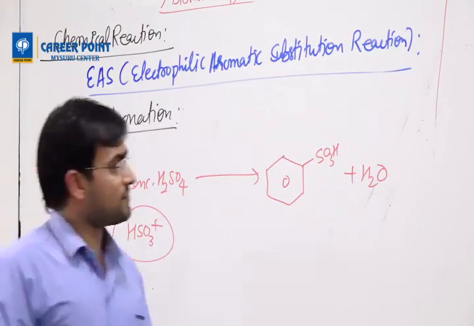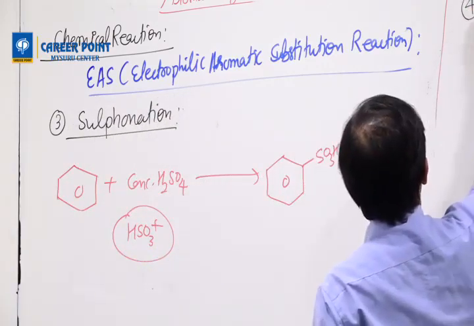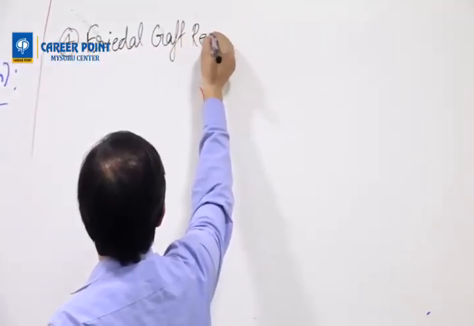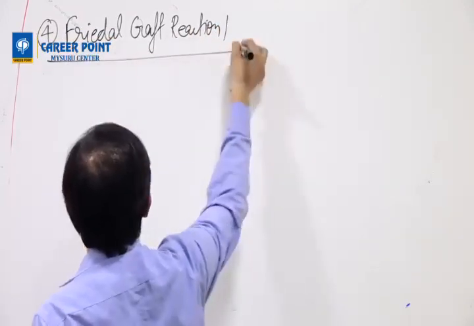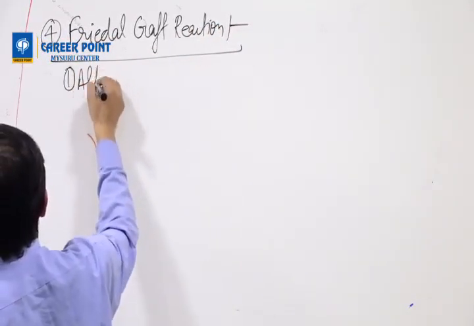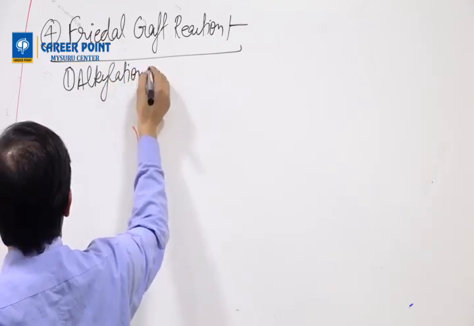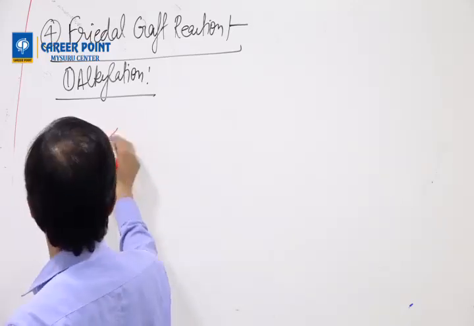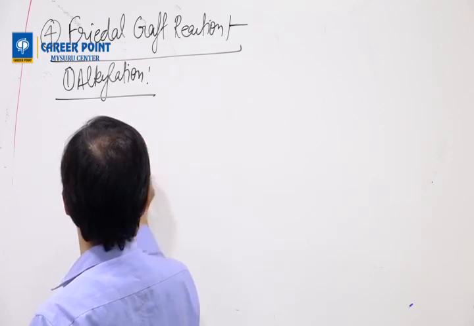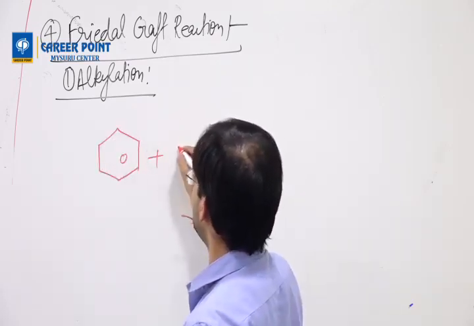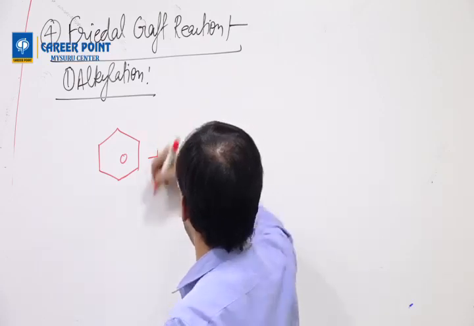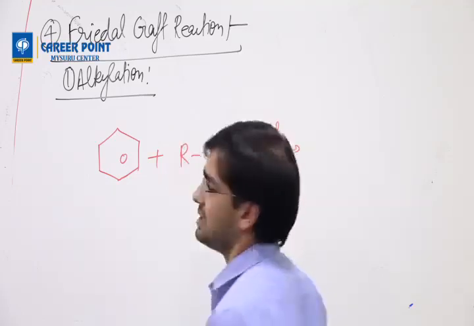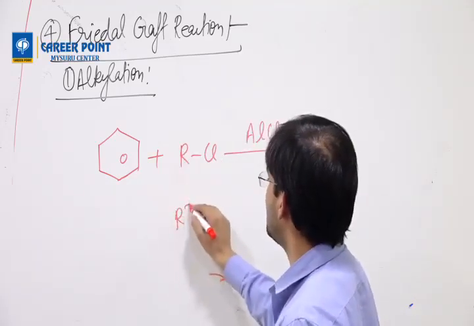Now here comes the important reaction. Fourth one, which is known as Friedel-Crafts reaction. In that, the first one is known as Friedel-Crafts alkylation. So now we write benzene plus. Now it has got something called CH3, or instead of writing CH3 you write RCl in the presence of AlCl3. Then here the electrophile is R plus.